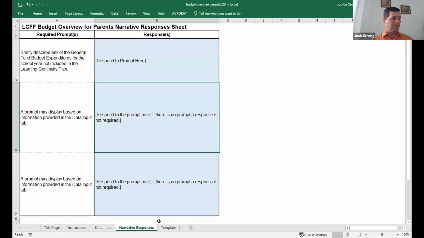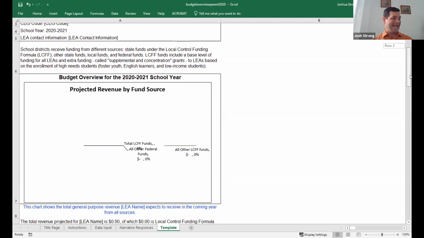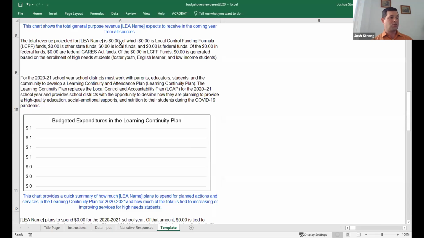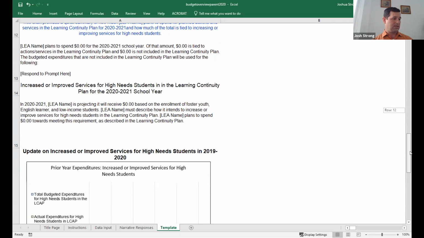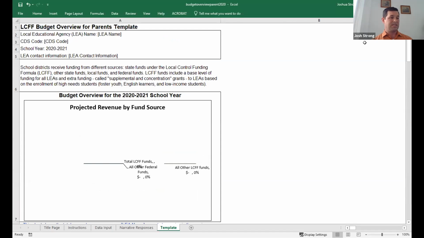Now, before we've filled out any information, the template looks like this. It's blank. It contains some stock language. You see that all the funding sources are 0. LEA name is in brackets, and there's not a whole lot of substantive information that's provided there.